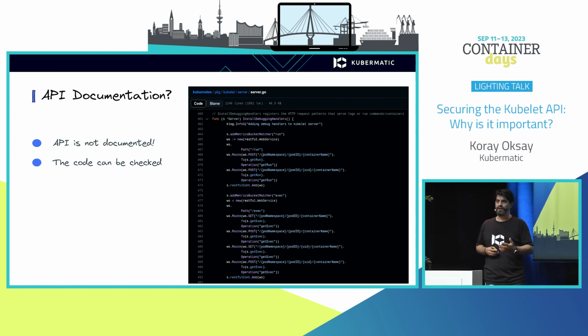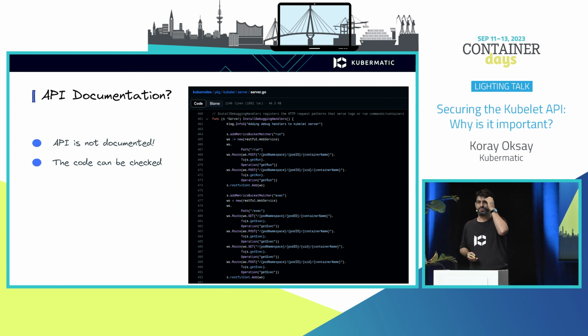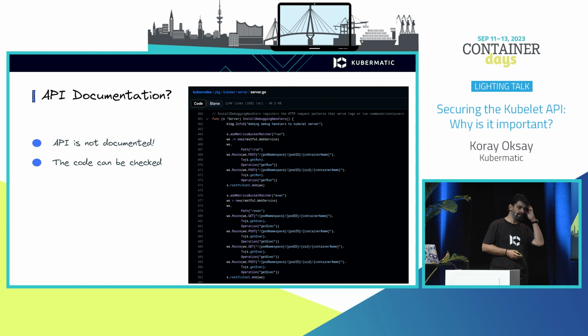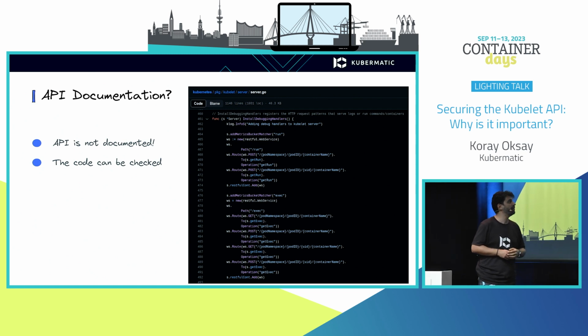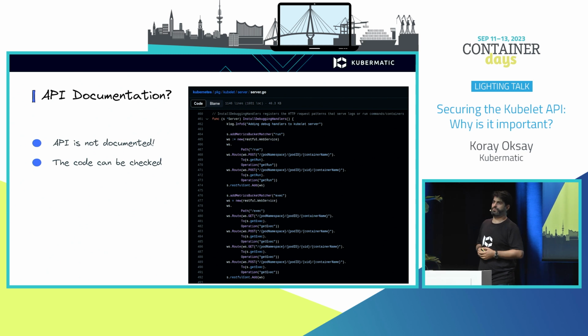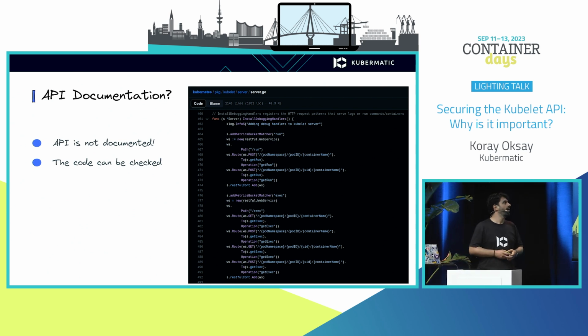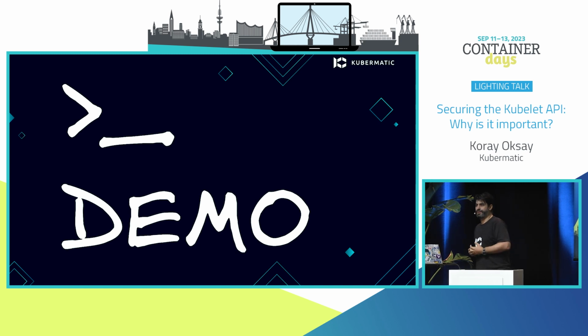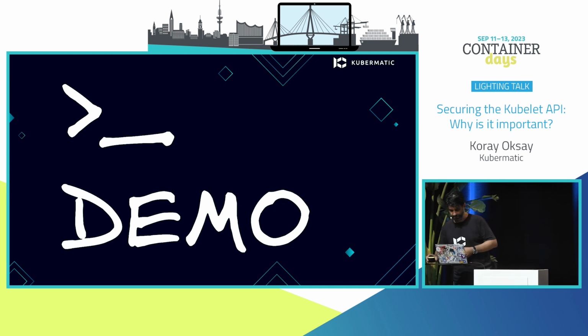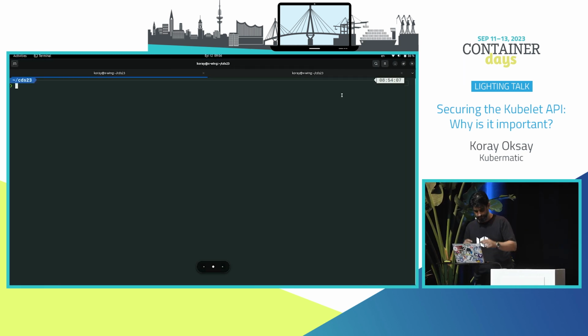Kubelet has an API, but it is not documented, simply because it can change over time, so no one is committing that it will stay the same. But you can go to the source code and see what sort of endpoints and calls you can make there. That was the initial talk, and now I will show you some scary stuff of what would happen if you have an open Kubelet API or Kubelet process on the internet.